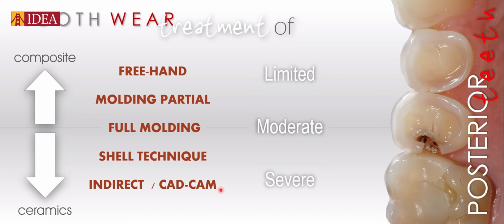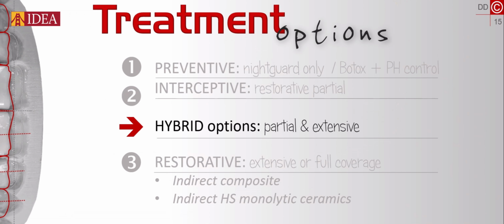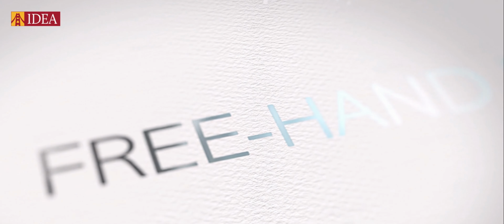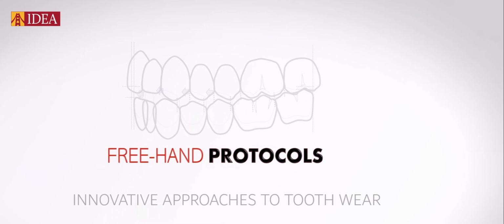When it comes to posterior teeth, same approach, depending on the amount of wear: freehand, molding, full molding, shell technique, which is a molding technique in the lab, or indirect CAD/CAM, and once again, combination of composite and ceramics, depending on the situation. And as I said before, the hybrid option basically is somewhere in between interceptive and restorative prosthetic. So it is a combination using the best of those two different strategies. So now let's go and explore freehand protocols and which are the basic steps for freehand protocols.